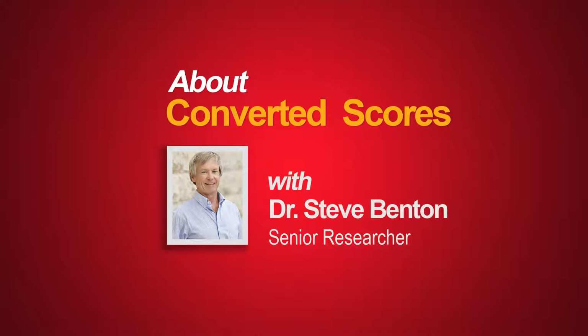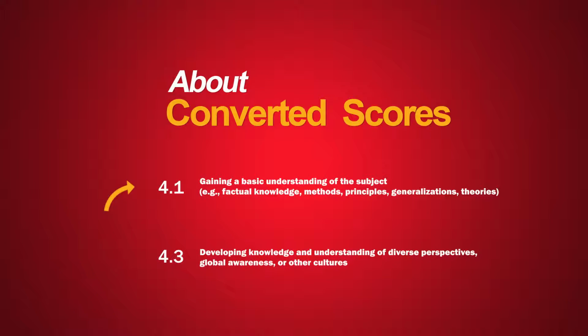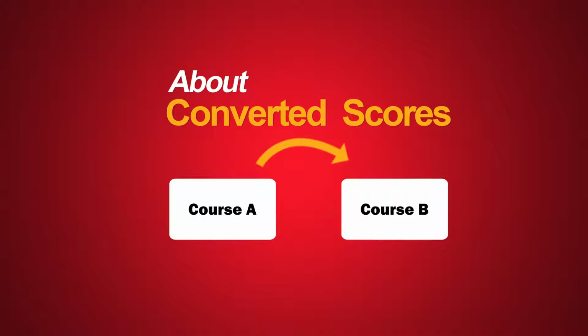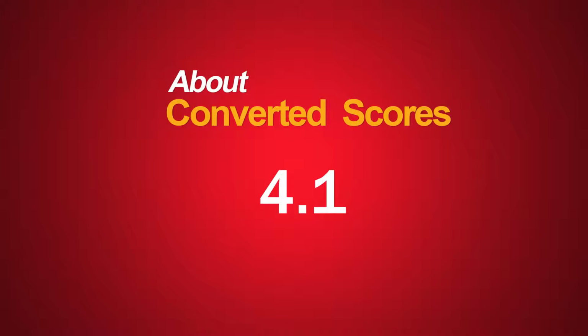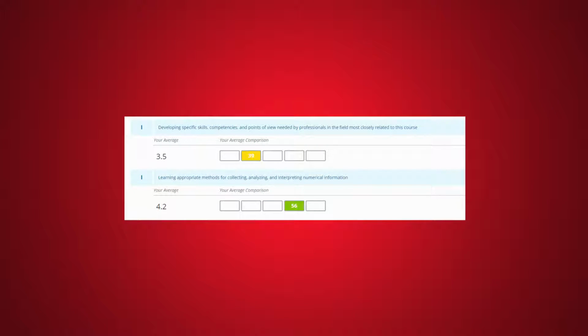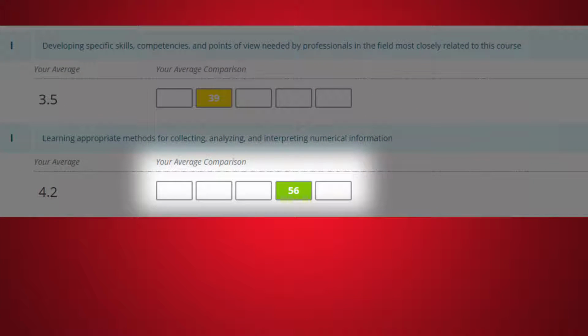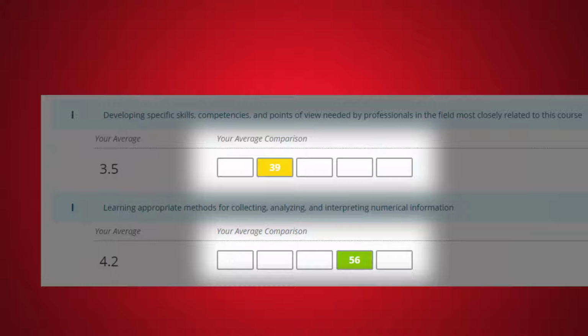Converted averages are standardized scores that allow you to more meaningfully compare scores from one item in the report to another, or from one course or instructor to another. They express a person's raw score relative to the mean. So in this example, more progress was reported on this learning objective than this one. The converted average makes that comparison more valid.